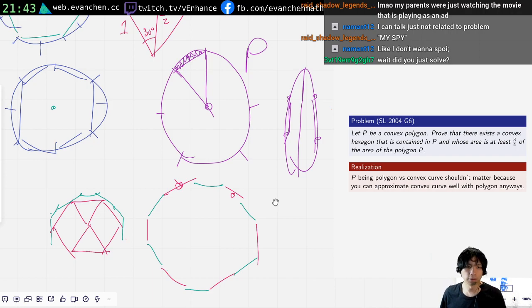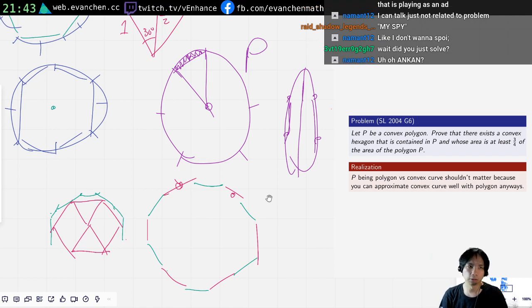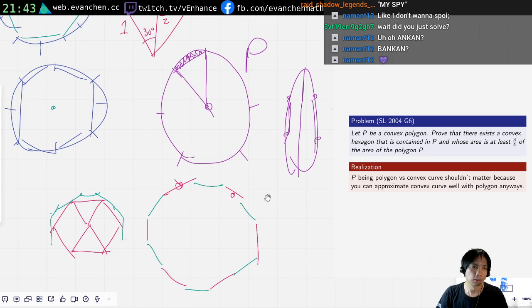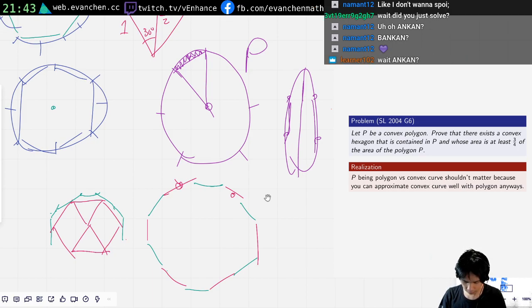Okay, Ankon suggests looking at union. A hexagon is a union of two quadrilaterals. So, let's see. Okay, I want to draw another egg.